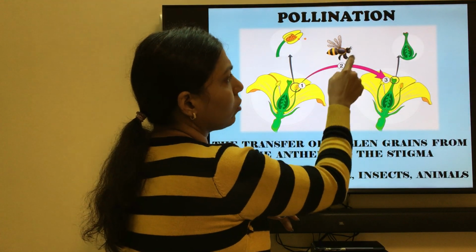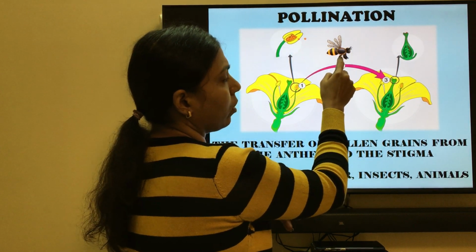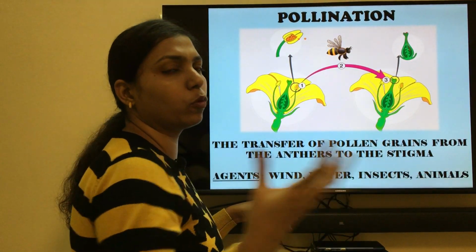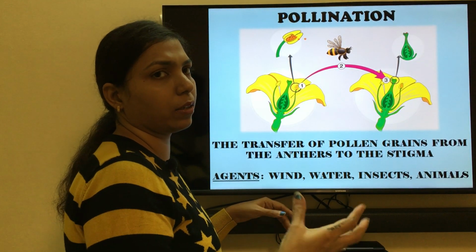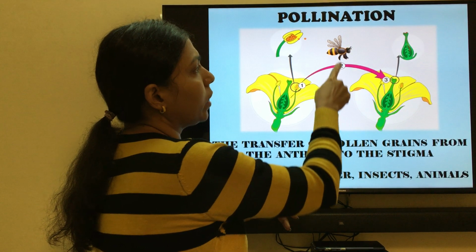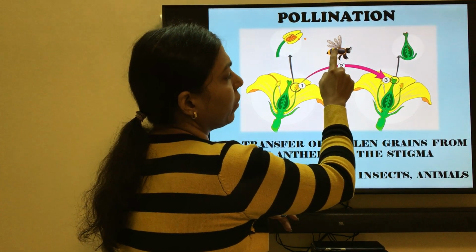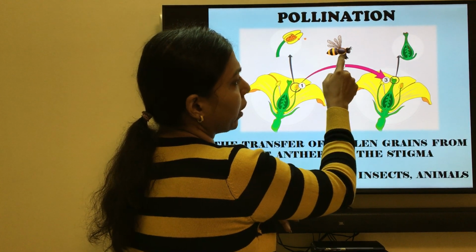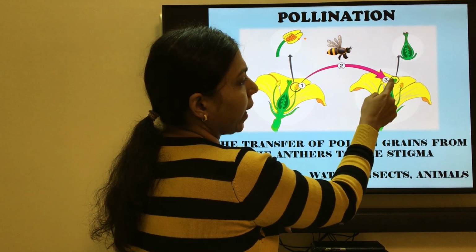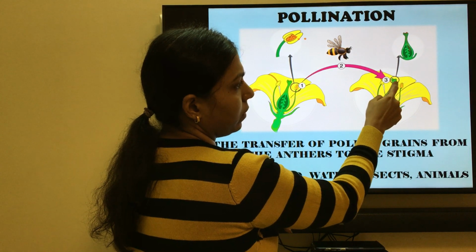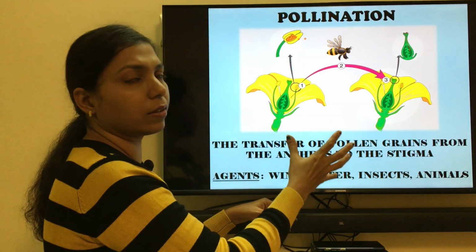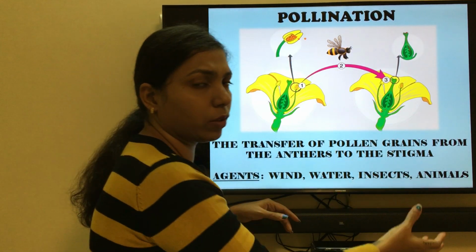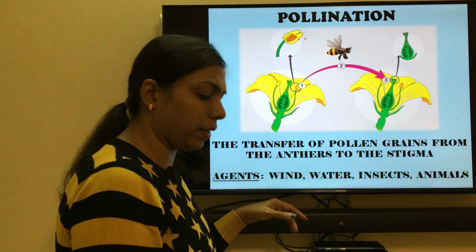Okay, it can get stuck onto the body of the animal or on the body of the insects, and these insects keep moving from one flower to another in search of nectar. So when this insect visits another flower, that pollen grain from the body of this particular insect will get stuck onto the stigma of this flower. Okay, so this process of transfer of pollen grains from the male reproductive part to the female reproductive part is called pollination.